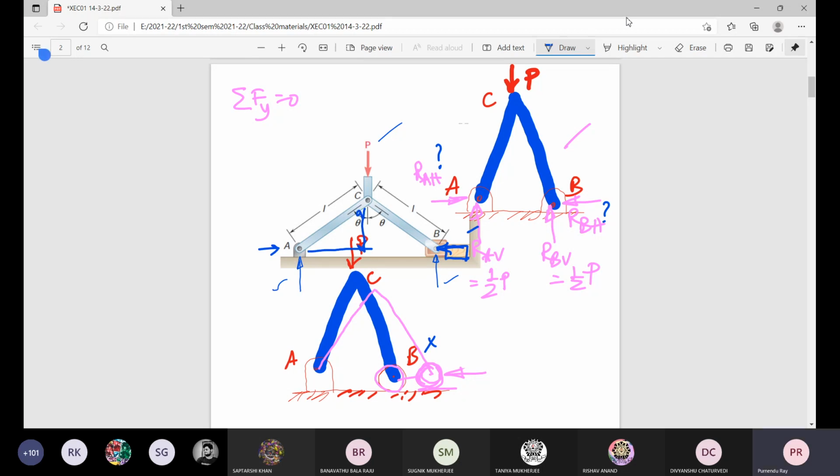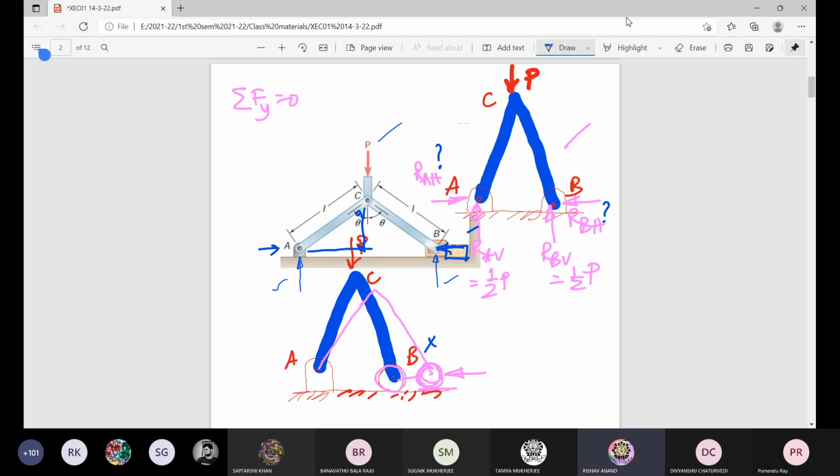This is L sine theta. So RAH multiplied by L sine theta is anticlockwise, and RBH multiplied by L sine theta is clockwise. The algebraic summation is equal to zero. But that is also a repetition of the previous force equilibrium equation, sigma Fx equals zero, that is RAH minus RBH is equal to zero, because that same quantity L sine theta gets cancelled.